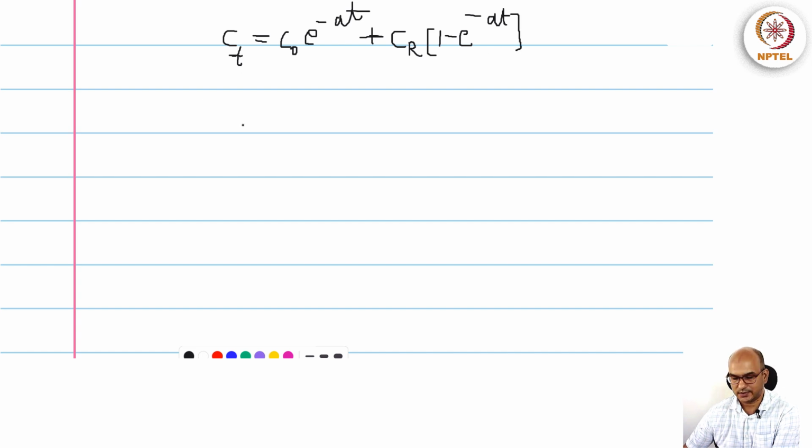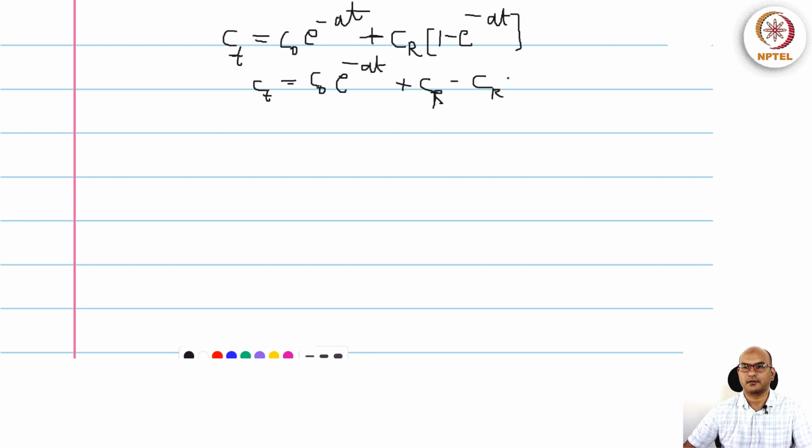So again we will do the same thing. We need a term C0 minus C_R. So we will just expand this. C(t) is equal to C0 e to the power minus At plus C_R minus C_R e to the power minus At. So we have C(t) minus C_R equal to e to the power minus At times C0 minus C_R, because we have taken this and this term here.